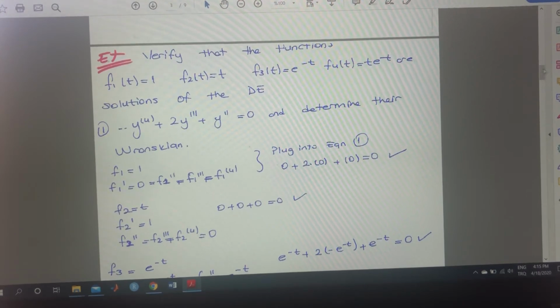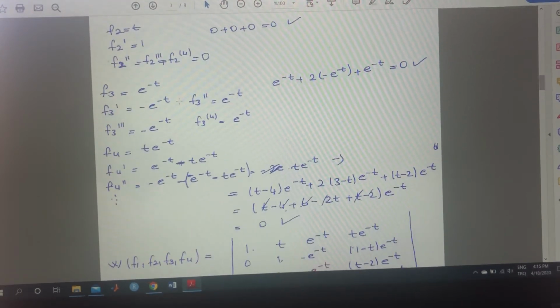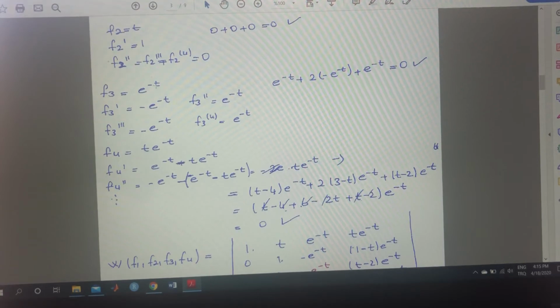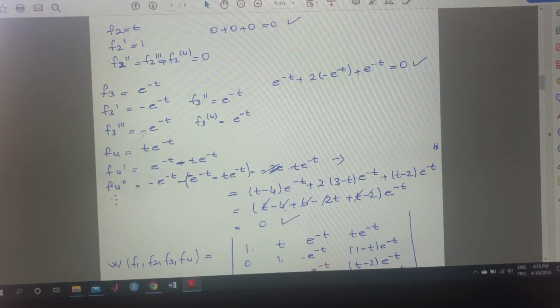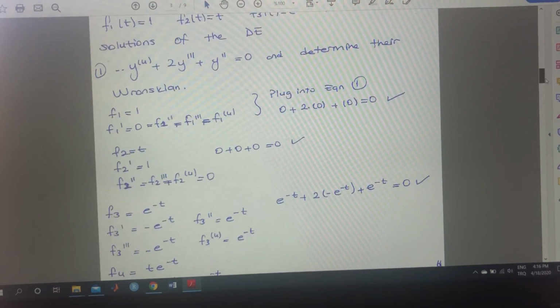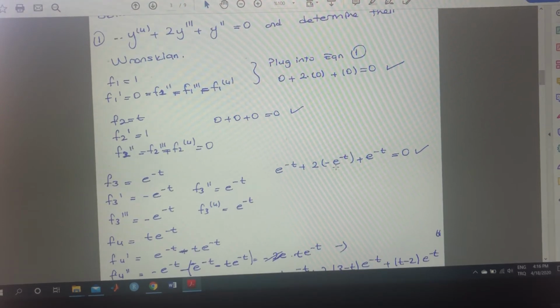We need to take the first, second, third, and fourth derivatives. Here you go. The first derivative, the negative is coming. The second derivative, since there is one more negative, it's positive. Third derivative, it will be negative. Fourth derivative, it will be positive. So we are writing inside the equation: fourth derivative plus 2 times third derivative plus second derivative, which is going to be 0, yes.